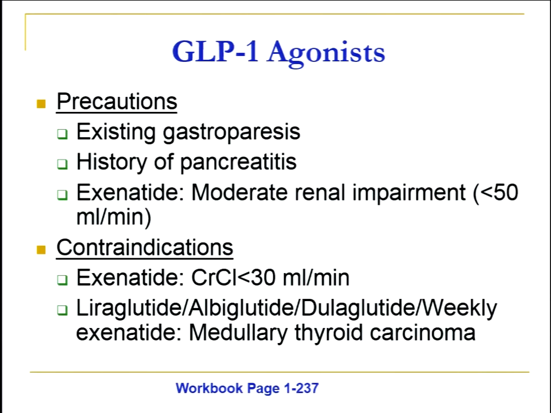Moderate renal impairment for patients on exenatide. It is contraindicated for exenatide regardless of formulation, once weekly or BID, if the GFR is less than 30. And patients with a history of, or family history of, medullary thyroid cancer. This is a risk that they found in rodent models years ago when they first started getting approved. There have been no case reports in humans that I know of. We don't think it increases the risk for humans, but it is a boxed warning.